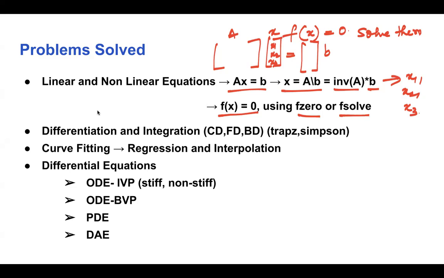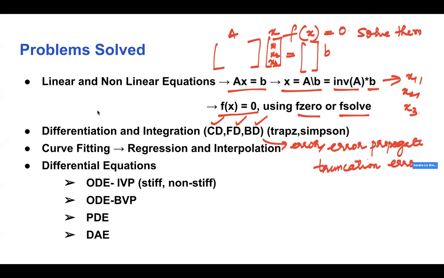Now the next category of problems that we saw was differentiation and integration problems. In differentiation, we saw central differencing, forward differencing, backward differencing. We saw how the errors work and how the errors propagate. We also saw the truncation error, machine precision and all those terms were discussed when we were doing the differentiation. Now integration, we have the trapezoid rule, Simpson's one-third rule, and we also saw the inbuilt MATLAB command trapz. Okay, and you have such integration and differentiation routines that are available in MATLAB.